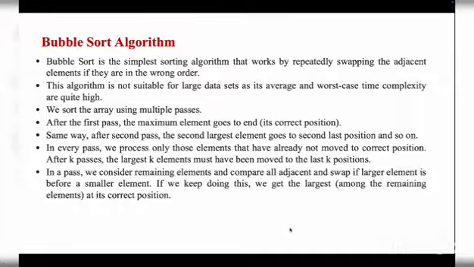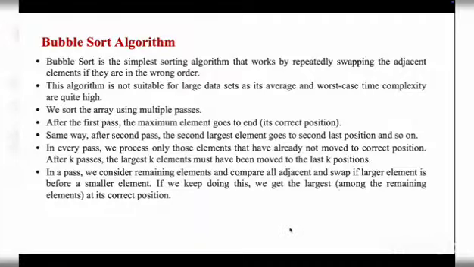The other point is that in every pass we process only those elements that have not already moved to their correct position. That is, after k passes, the largest k elements must have been moved to the last k positions. If you take one element, it will be repeatedly swapped and moved to its correct position. In a pass, we consider the remaining elements, compare all adjacent ones, and swap if a larger element is before a smaller element. If we keep doing this, we get the largest at its correct position.